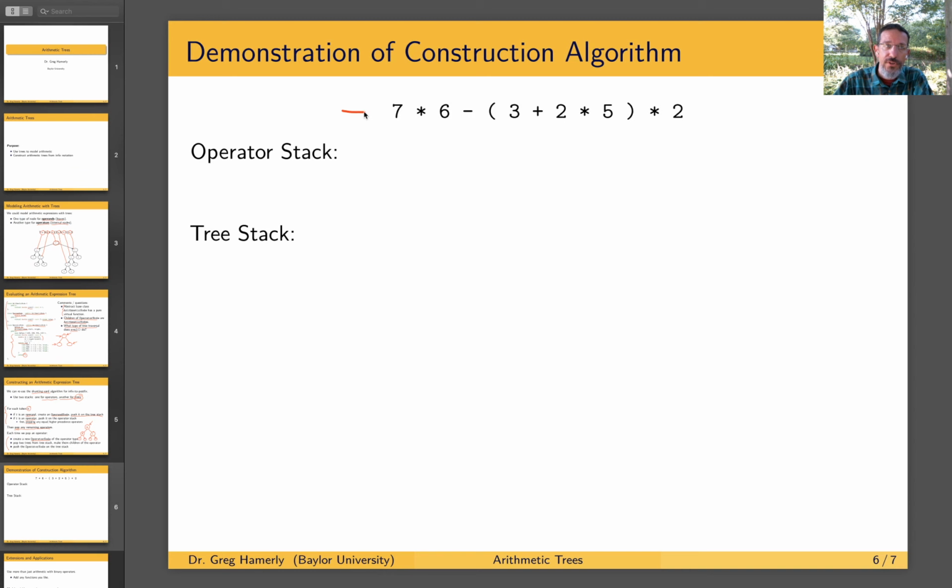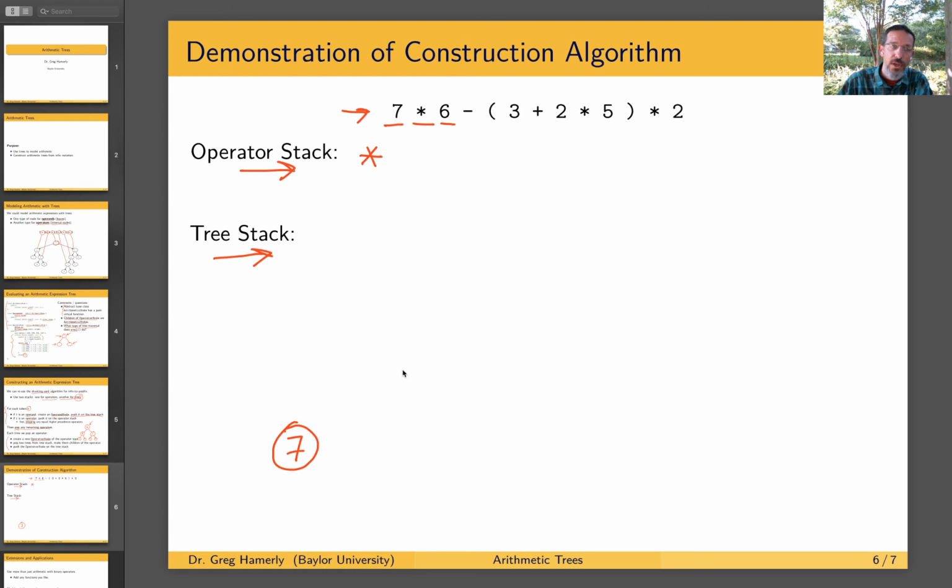We're going to read these tokens from left to right, and we'll start with 7. So when we read 7, that is an operand. So we're going to create a node for that, put it there. So this is my tree stack, and the tree stack is going to kind of roughly run this way, and my operator stack is also roughly going to run this way. Okay, so from bottom to top going this way. Then I read a multiplication, and of course that's an operator, so I push it on my operator stack.